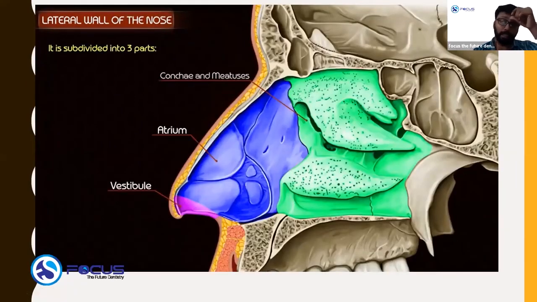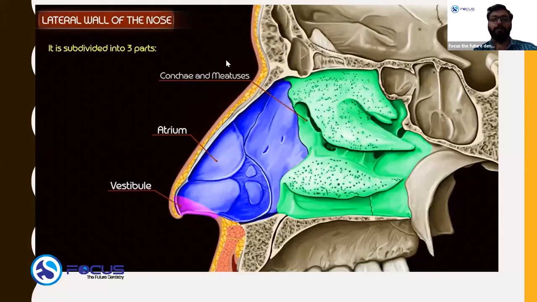So you have certain structures known as conchae and meatus. The lateral wall of the nose can be subdivided into 3 parts. One part is the conchae and meatus, which is shown in the green color. So you have certain elevated structures called conchae. Then there is a space below it known as meatus. The next part is known as the atrium, and finally the tip of the nose, the inner aspect, is known as the vestibule. So these are the 3 parts of the lateral wall of the nose.